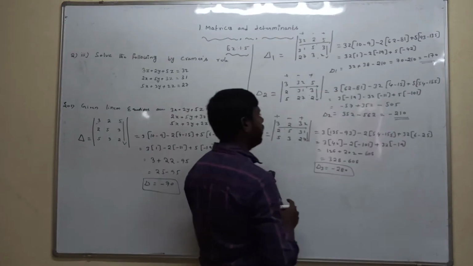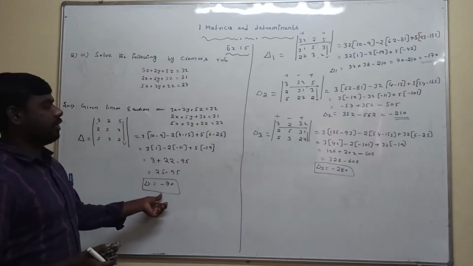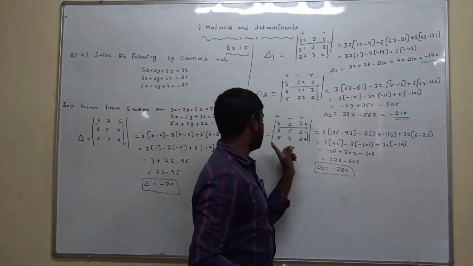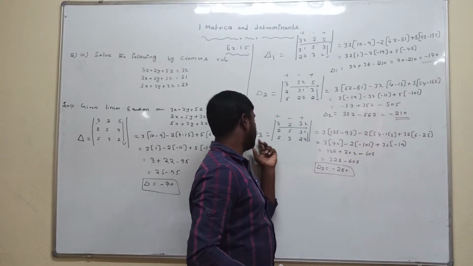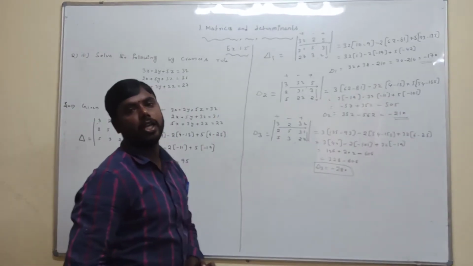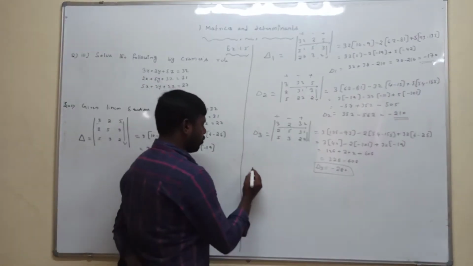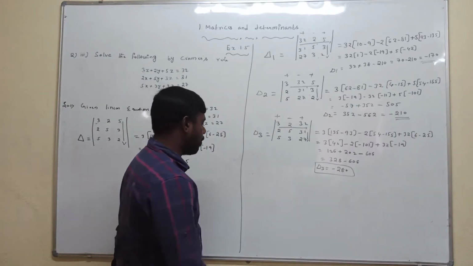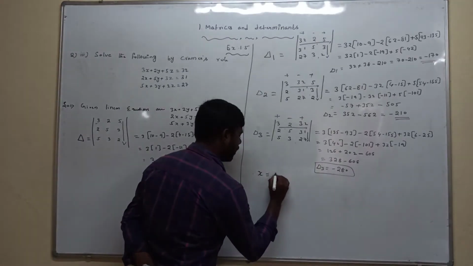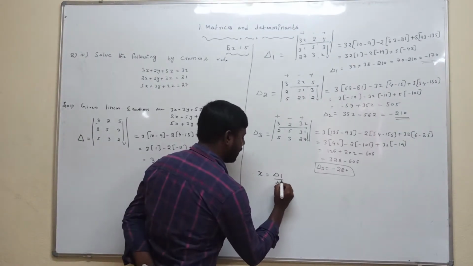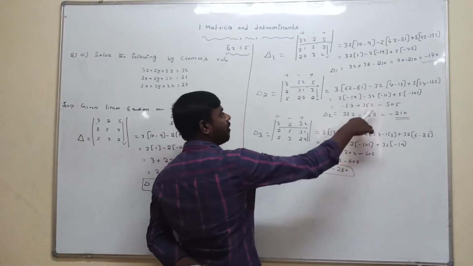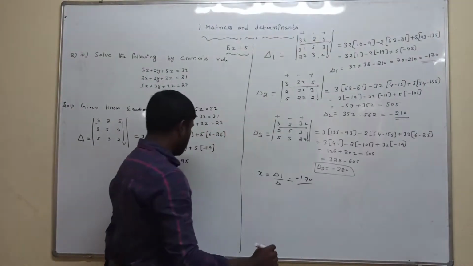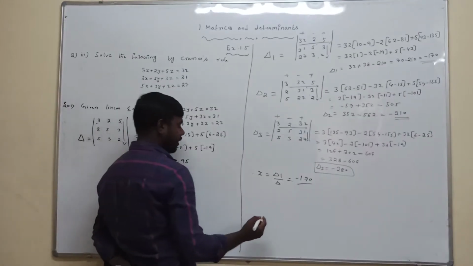So we got delta value minus 70, delta 1 value minus 170, delta 2 value minus 210, delta 3 value minus 280. Now finally we have to find the x value, y value, z value. What is the formula of x? Formula is delta 1 by delta. What is the delta 1 value we got? Minus 170. What is the delta value? Minus 70.